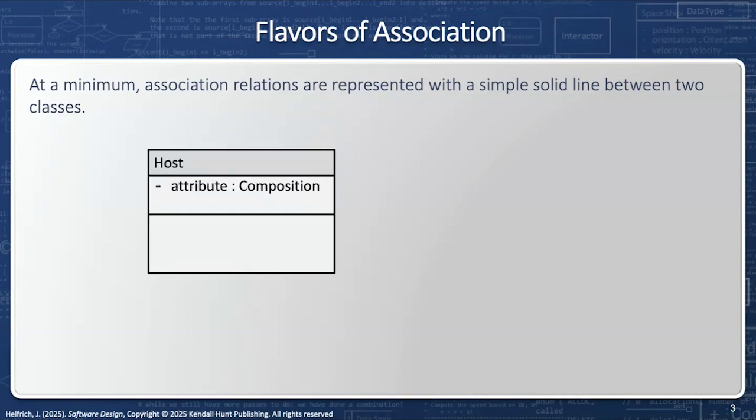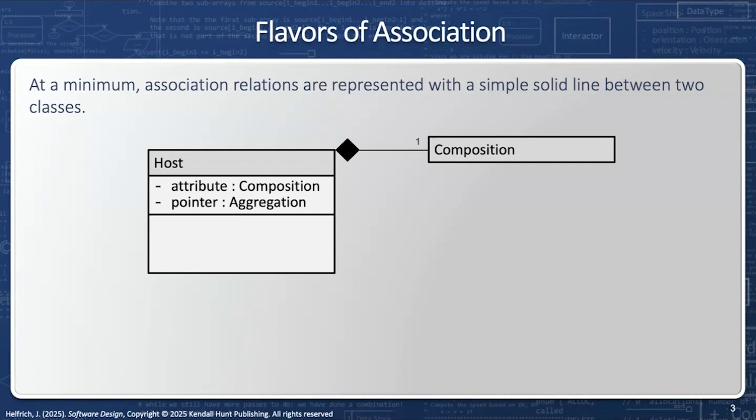So once again, we have the host class, and I'm going to have an attribute called composition. Now, composition is an associated class, and we use a horizontal line to represent the relation. But now, since this is composition, we're going to use a special form of association, namely composition, and then don't forget our numerosity. Now, we're going to have a pointer of the type aggregation. Once again, aggregation is going to be another class related by association, but the special form of association is aggregation with the open diamond. And once again, we have our numerosity.